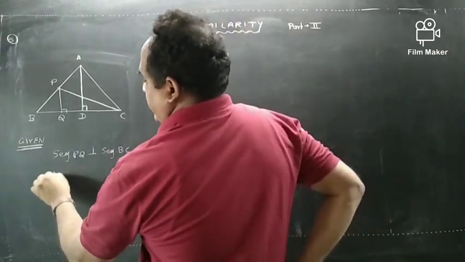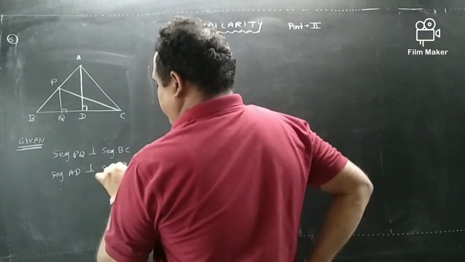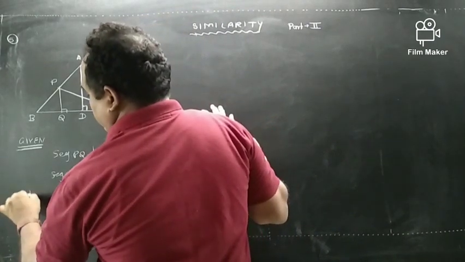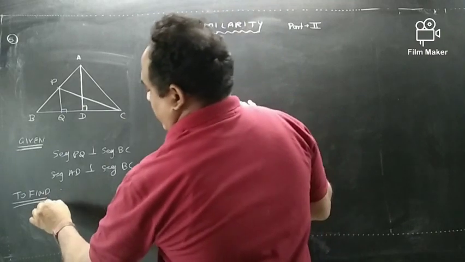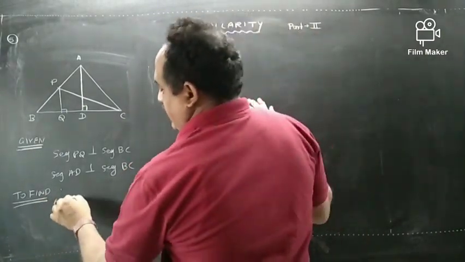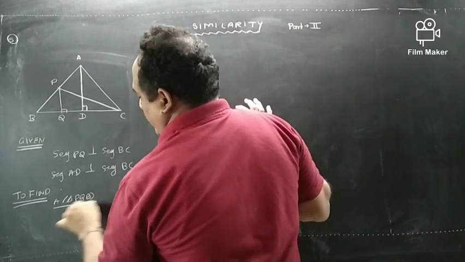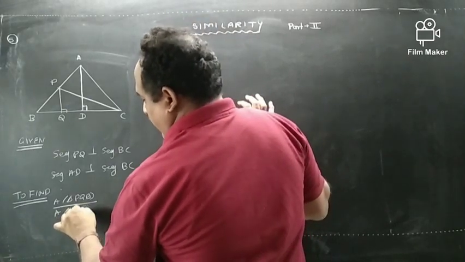Segment AD is perpendicular to segment BC. Now they are asked to find: first, the area of triangle PQB upon the area of triangle ADC.